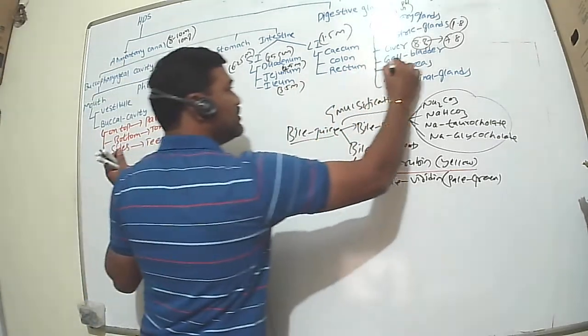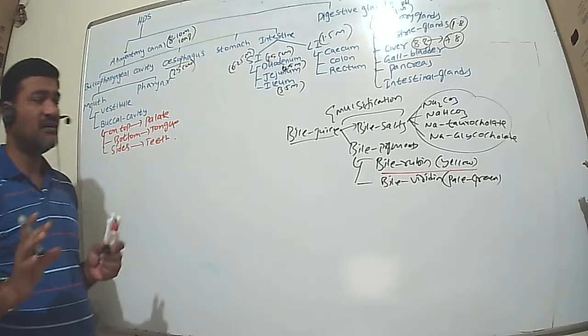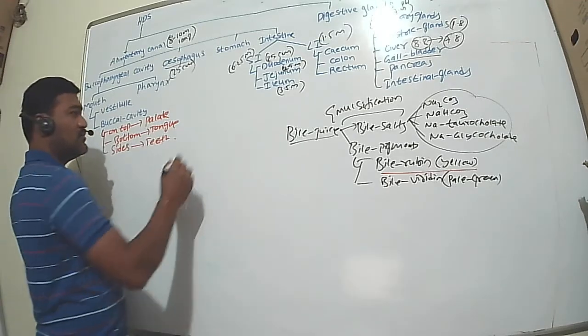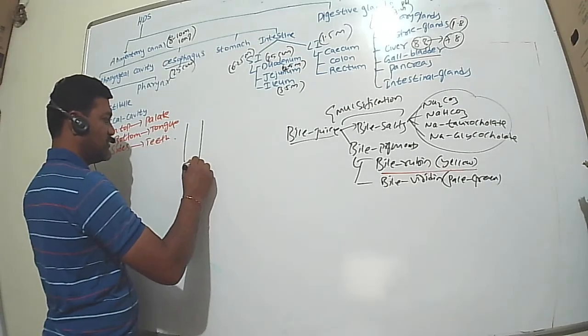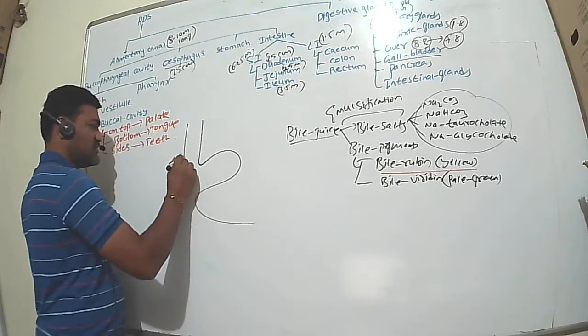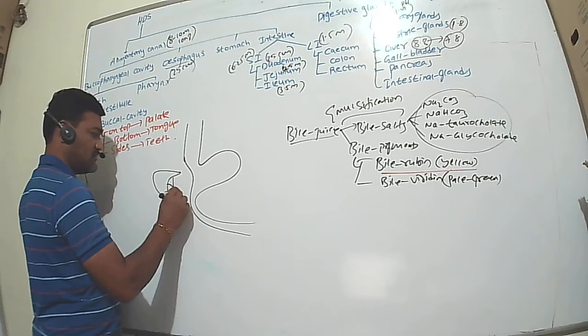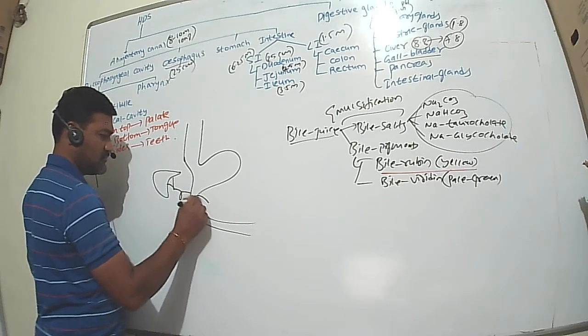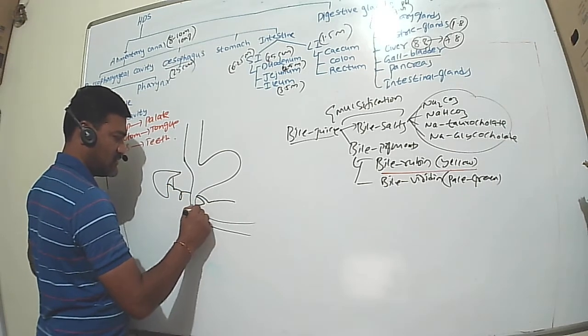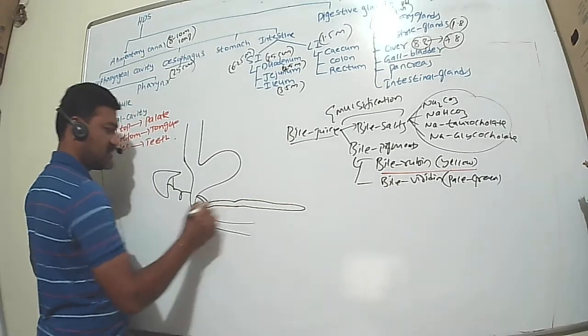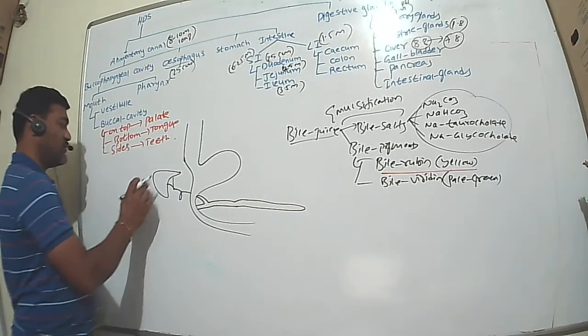Gallbladder, I already told you, its only function is to concentrate the bile juice. Now let us look at it. This is the food pipe. Sorry, I'm drawing so many times. So this is the liver, and this is the pancreas.